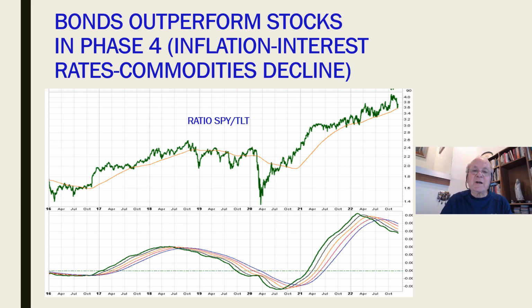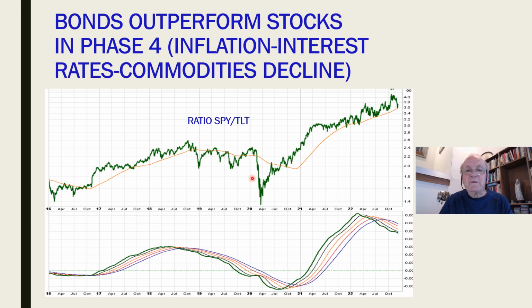And this chart shows the ratio of the SPY, the S&P 500, divided by TLT, which is an ETF investing in Treasuries with a duration of 20 years or more. So the ratio is flat here, saying that in this time here, the SPY is outperforming TLT. But during this period, TLT has outperformed SPY.